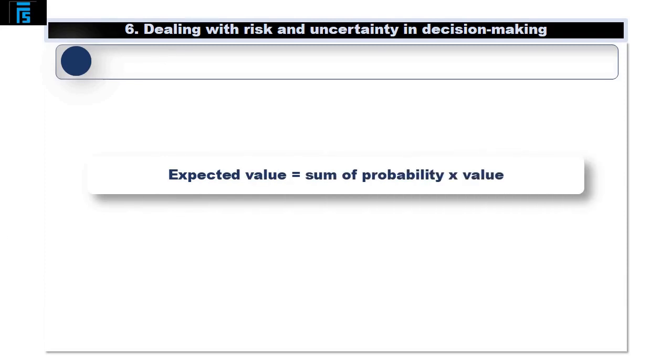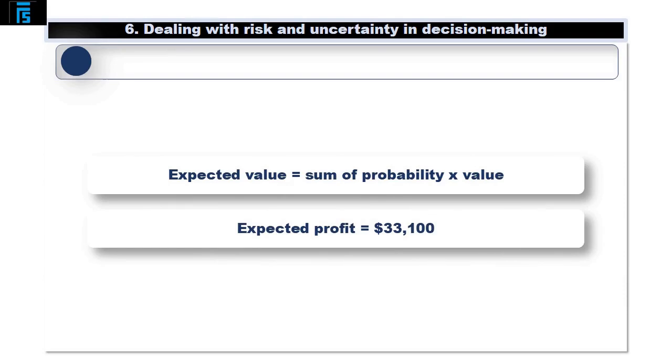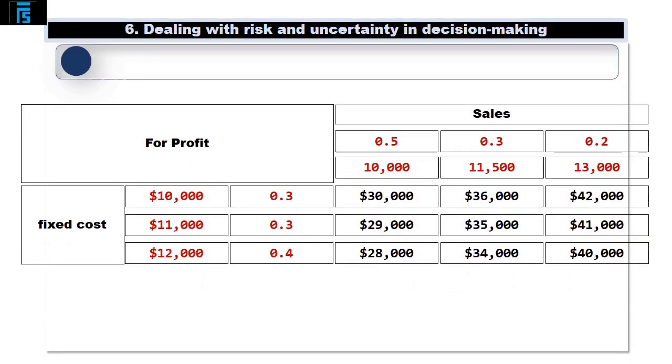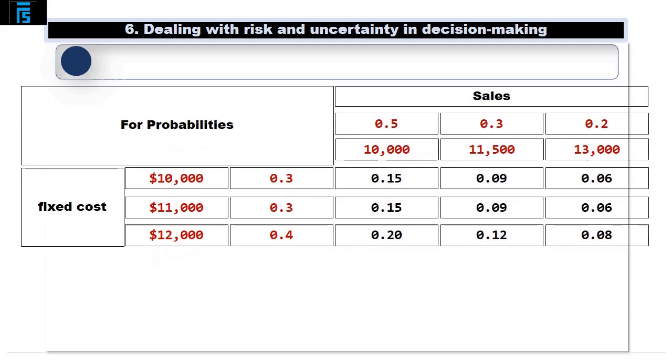As before, the expected value is the sum of probability times value. So if we add up all 9 values in this table, we get the expected profit. We could also say that profit will range from $28,000 to $40,000. We could also say, for example, that there is a 0.35 chance of profit being less than $30,000. This occurs in these 2 boxes, which have associated joint probabilities of 0.15 and 0.2, which totals 0.35 or 35%.